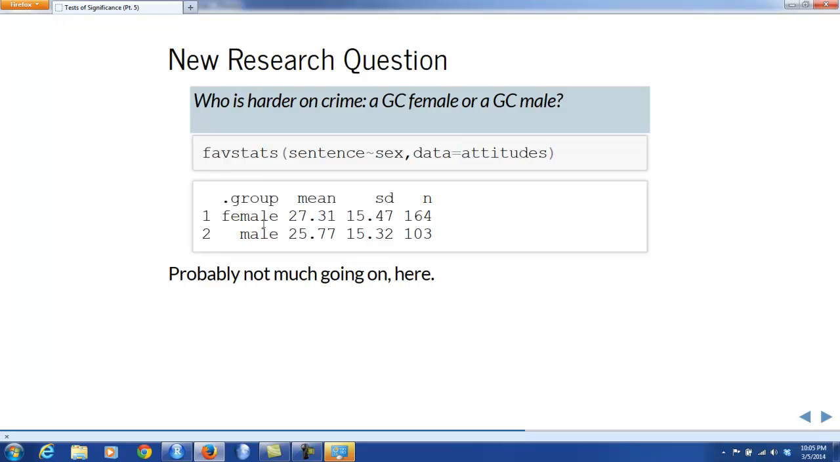And when we take a look at the results, we see on average there's not much difference between the sentences recommended by the females and those by the males. There's not even a 2 years difference between the sample means. So there's probably not much interesting going on here. Let's turn to another question.